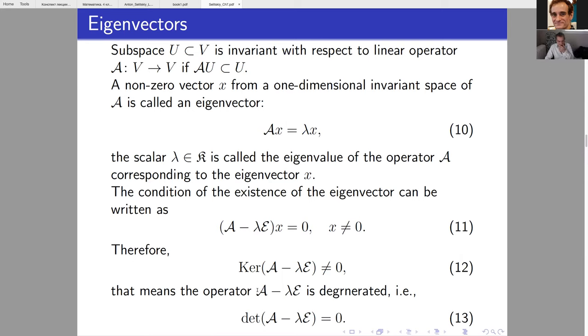I think it's better to write here empty space. That means that the operator A minus lambda E, where E is, I should use I, the identity matrix, because later I will use I for matrices. So E here is the identity matrix. That means that the operator A minus lambda E, or I, is degenerate. Sorry for the misprints, I just finished this slide today. And this means that the determinant of this corresponding matrix is zero. This equation 13 is called the characteristic equation.